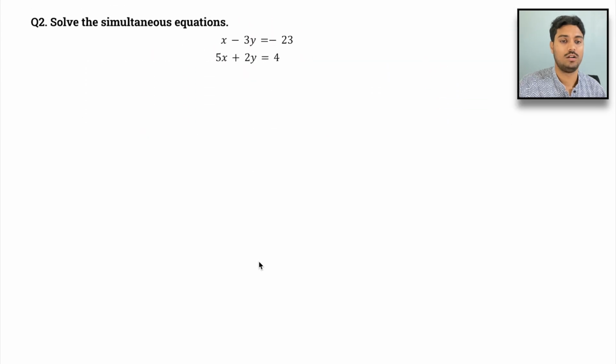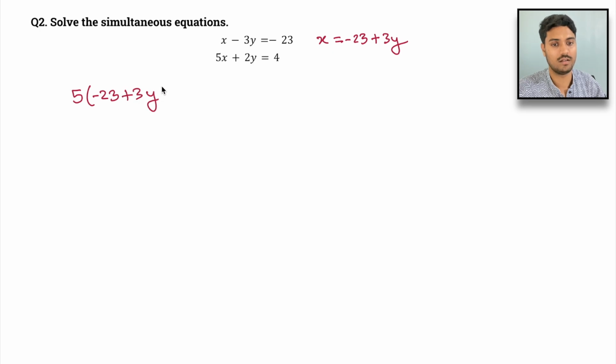Question number 2. You can also pause the video here and try to solve this question and come back again and check your answer. So now we have x minus 3y equals negative 23, 5x plus 2y equals 4. In this case, I would like to use the substitution method. Let's rewrite the first equation as x equals negative 23 plus 3y and substitute the value of x in the second equation, that is 5 times x, that is minus 23 plus 3y, plus 2y, which equals 4.